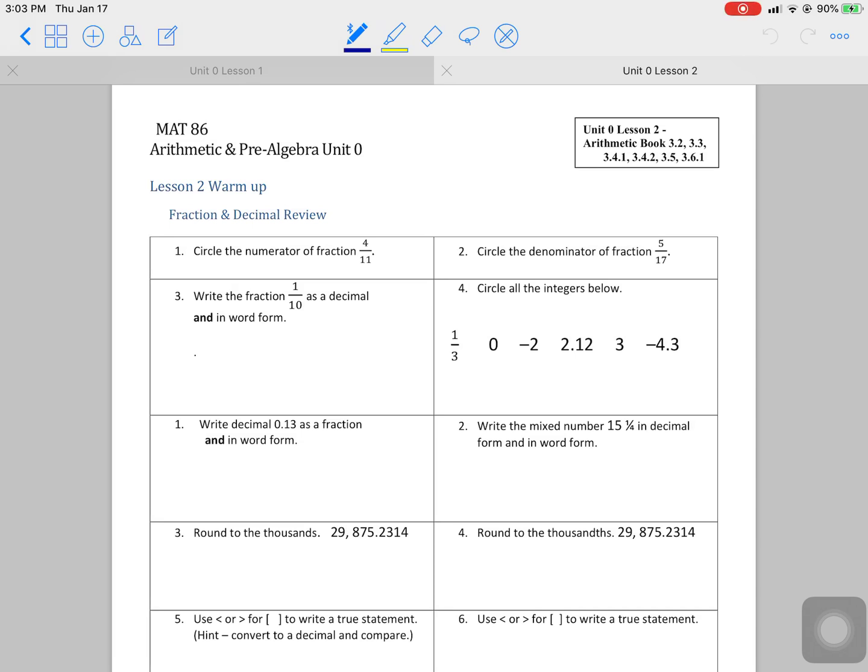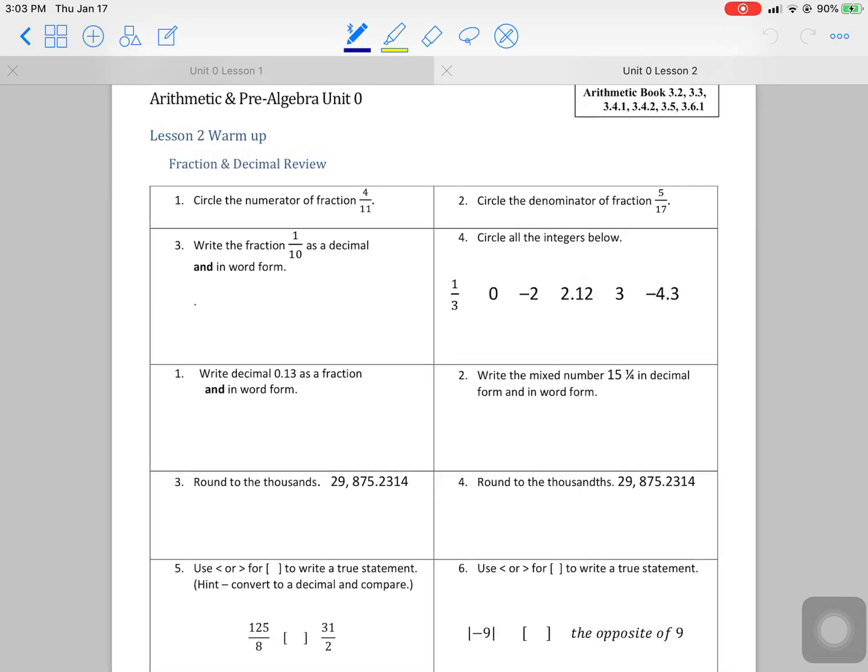All right, so moving on to lesson 2 from unit 0. We're going to be able to fit page 1 and page 2 onto this video, and then I have to do a part 2 for the rest of the pages. So we're going to cover a warm-up here: decimals, fractions, integers, that kind of thing. And then we're going to move on to percentages.